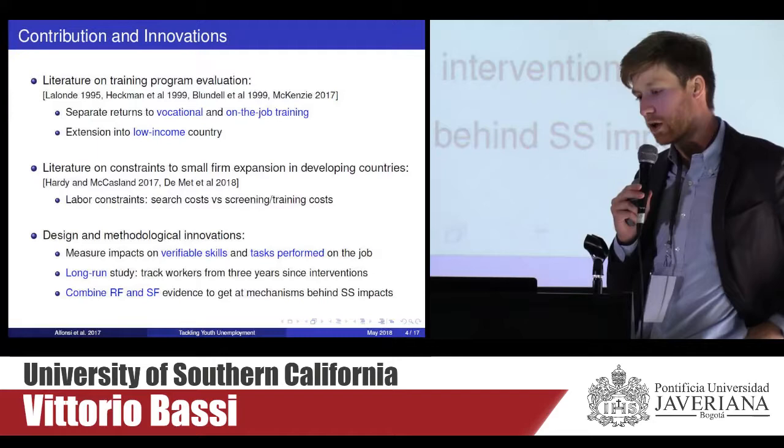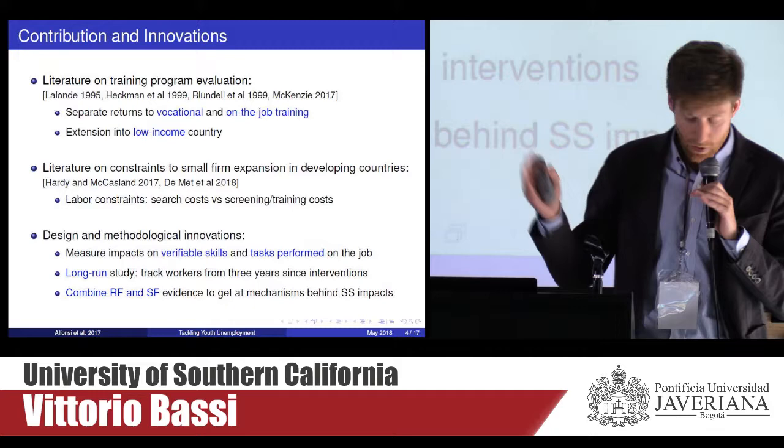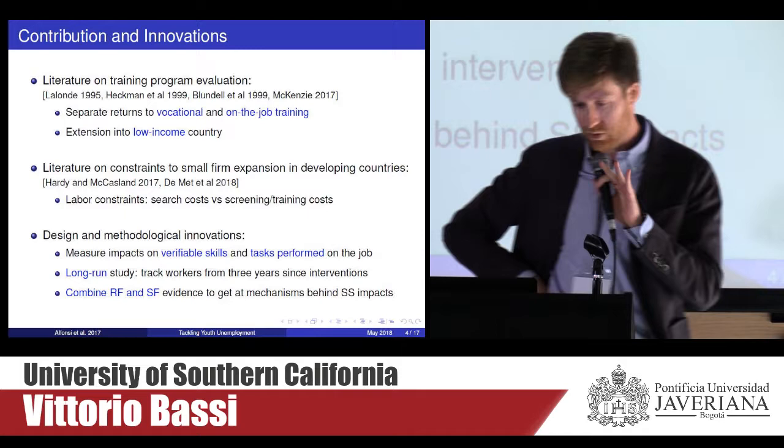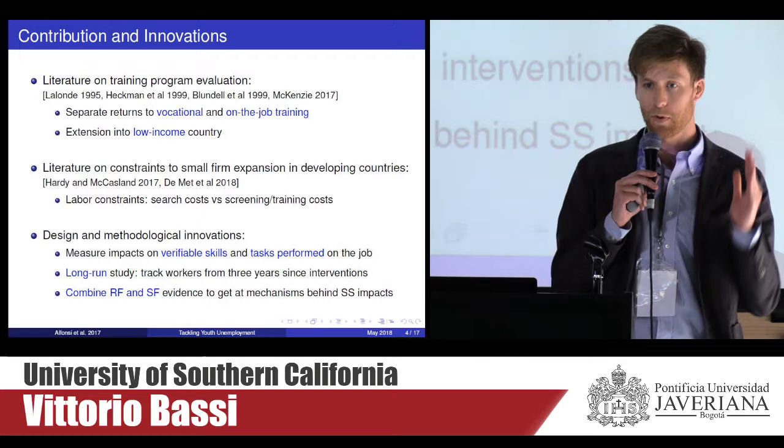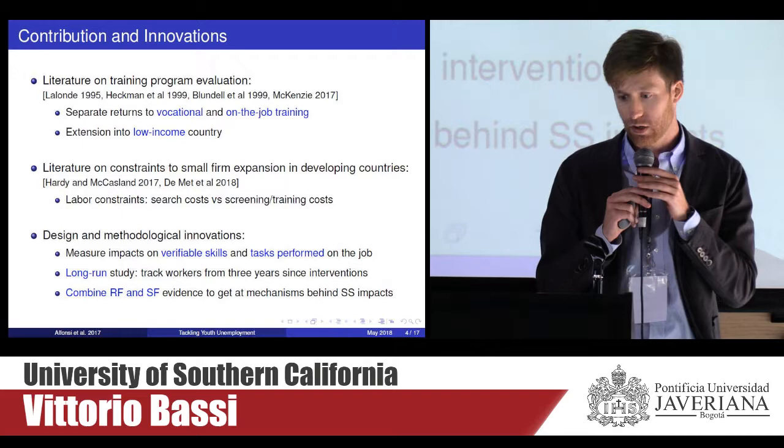So we contribute to two main literatures, I think, in labor and development economics. First of all, there is a long literature on training program evaluation. This started in the U.S. and UK, and then more recently extended to middle-income countries like Colombia or Jordan, for example. Our main contribution is that, because of our experimental design, we're able to separate the returns to formal in-class vocational training on the one side and informal on-the-job training on the other, which is something that has been debated at length in the literature.